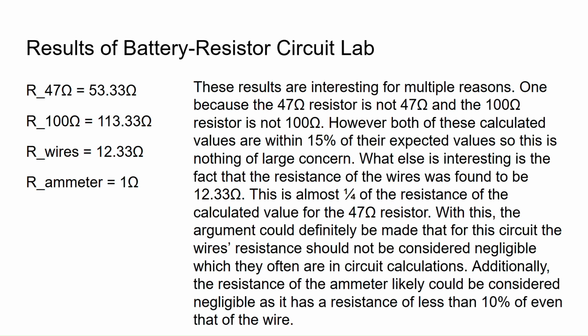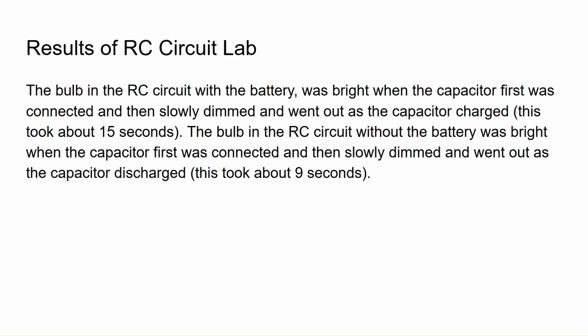With this, the argument could definitely be made that for this circuit, the wire's resistance should not be considered negligible, which they often are for circuit calculations. Additionally, the resistance of the ammeter likely could be considered negligible, as it has a resistance of less than 10% of even that of the wire. Results of RC circuit lab.